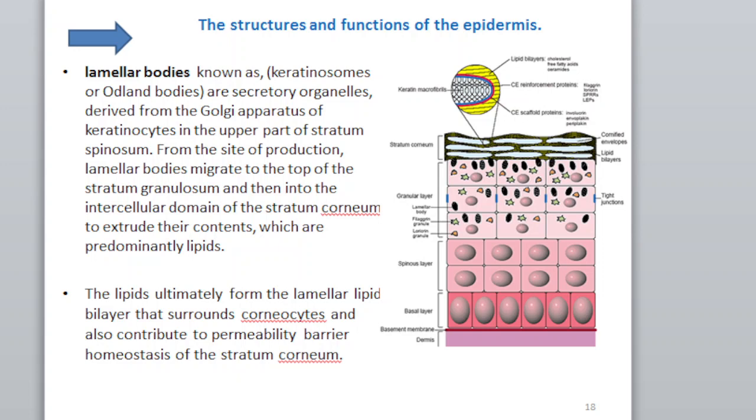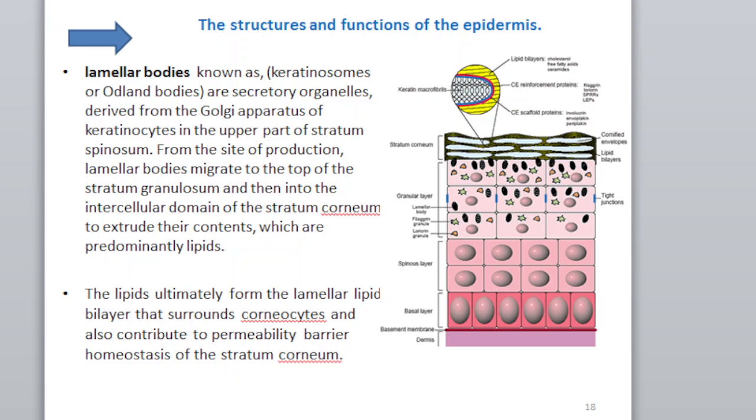From the site of production, lamellar bodies migrate to the top of the stratum granulosum, and then into the intercellular domain of the stratum corneum to extrude their contents, which are predominantly lipids. The lipids ultimately form the lamellar lipid bilayer that surrounds corneocytes and also contribute to permeability barrier homeostasis of the stratum corneum.